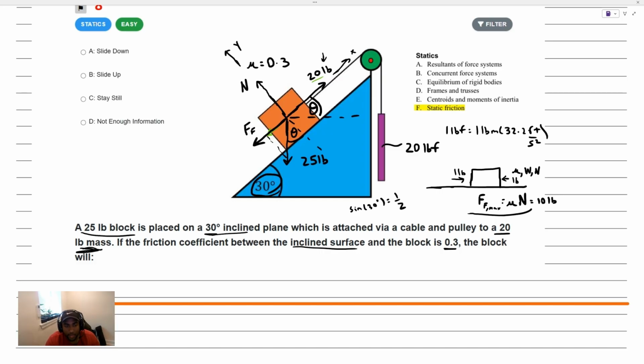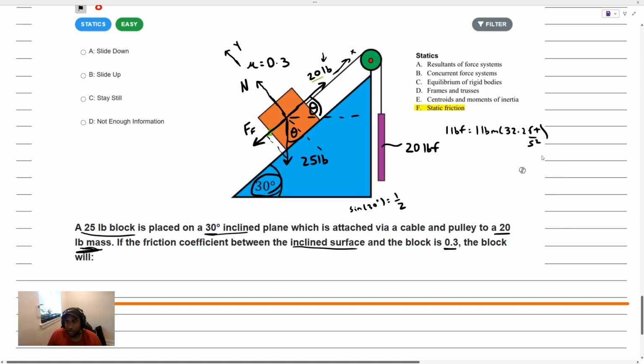So what I'm going to do is I'm going to solve for what that friction force is going to be, and then I'm going to check it against the maximum possible friction force. And if it's under that friction force, then I know it's going to stay still. If it's over, then I know it's going to be sliding up. So I'm going to remove some of this here so I have some space to write.